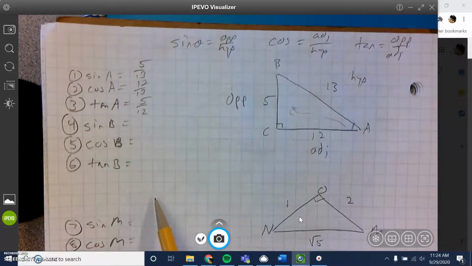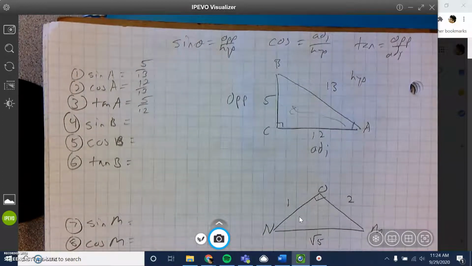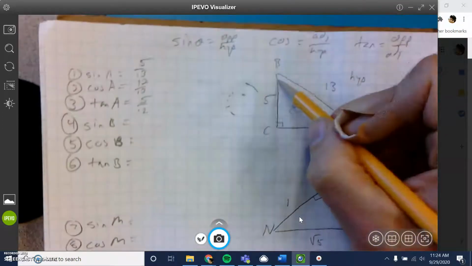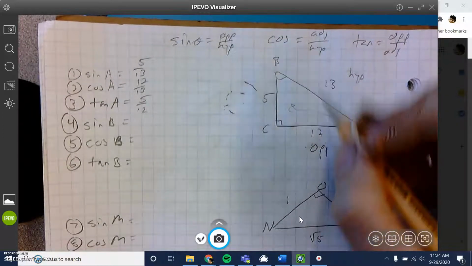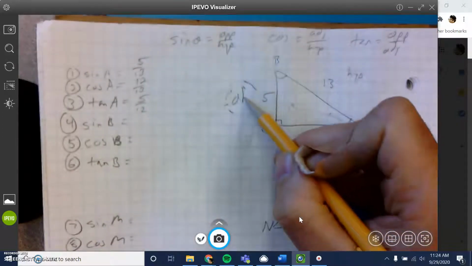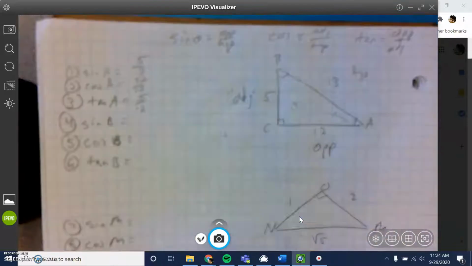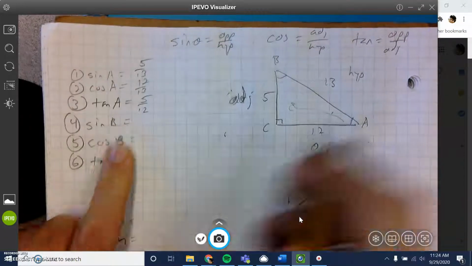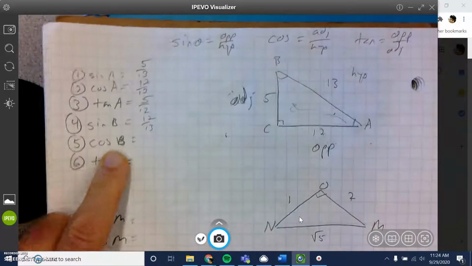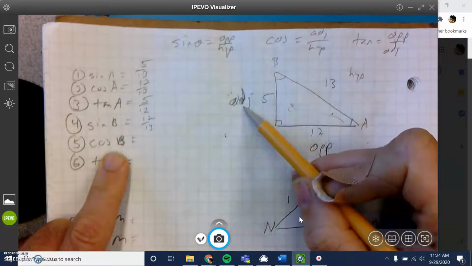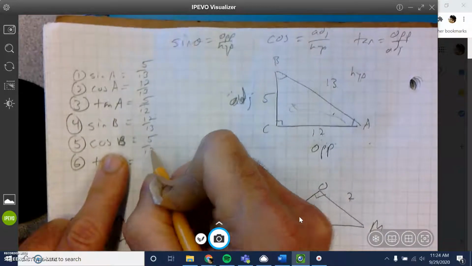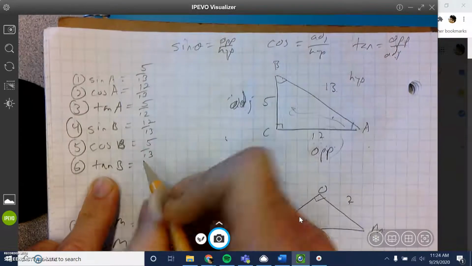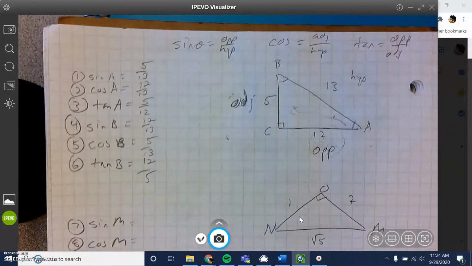All right. How about sine B, cosine of B, and tangent B? Ready, set, go. All right, let's see what we got. So I know that if I'm looking at B, then the 12 side is the opposite, and the 5 side is now the adjacent. So I'm going to mark up my picture again. This is the adjacent side. So sine of B is 12/13. Cosine of B, adjacent over hypotenuse, is 5/13. Yeah. And then tangent is the opposite over adjacent. That's going to be 12/5. Cool. All right. Nice job.